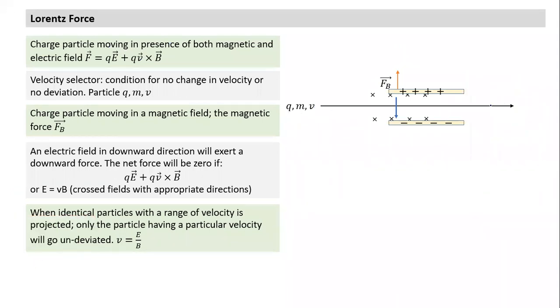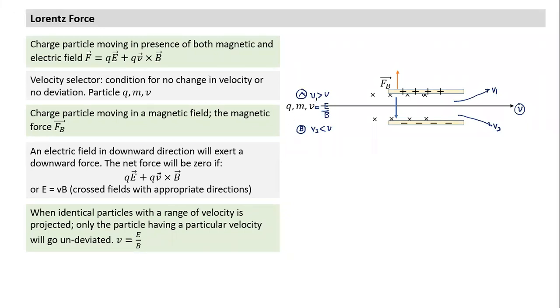Let's see, there are three velocities. One velocity is equal to E by B. Some velocities are greater than v, and some velocities are less than v. Those greater than v will have higher magnetic force and will have upward deviation. So v1 will reach here, v2 particles will reach here, and v will reach here with no change in velocity. Let's say particle A has a velocity greater than v, and B has a velocity less than v. I hope you understand which velocity I'm talking about, E by B.